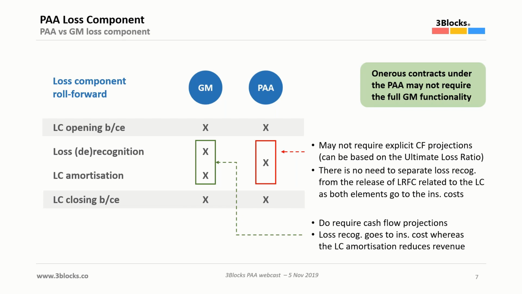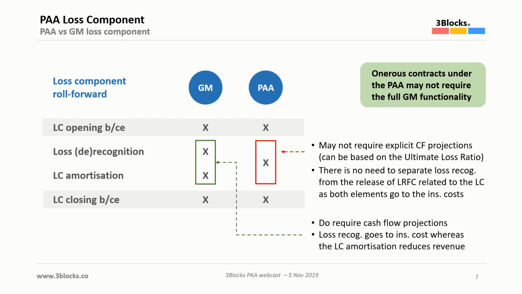Here is a comparison of the loss component under the general model and PAA. The slide shows the analysis of movement of the loss component under the general model and the PAA. Under the general model, there are two types of movements: loss recognition or derecognition. Derecognition occurs where losses are lower than originally expected due to a positive change in lapse estimation. And loss component amortization, i.e. the loss component reduction mechanism I previously mentioned. Whereas under the PAA, there is only the movement related to the loss recognition or derecognition.